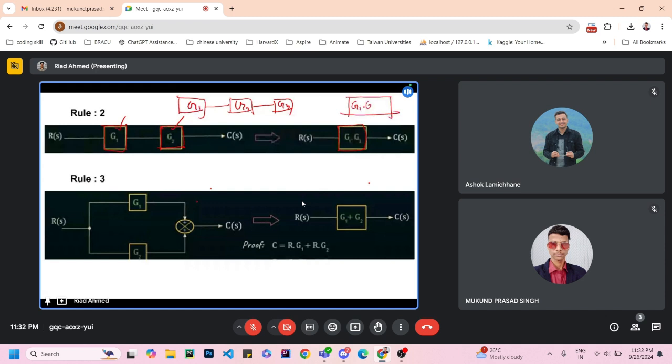So you just need to multiply all of the values of the blocks, if you see that the blocks are in series. So this is rule number 2. And rule number 3 is very simple.